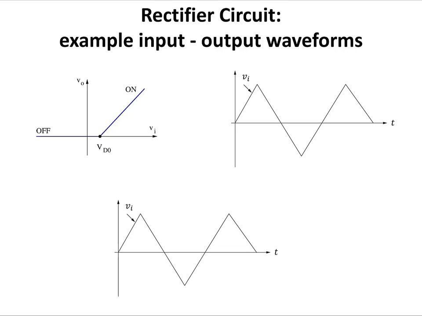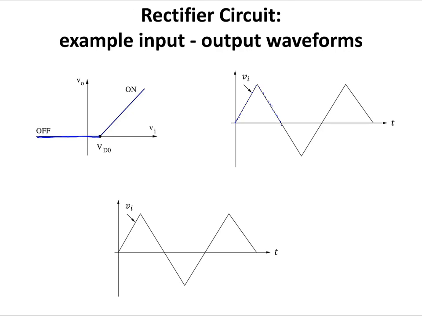So Vi signal is a triangular wave. It's a time-varying signal. For different time points, I have different values for Vi, and I want to look at the transfer function to find Vout. By looking at the transfer function, I know that when the value of Vi is less than VD naught, the output is going to be equal to 0.